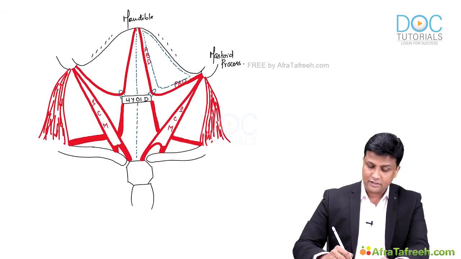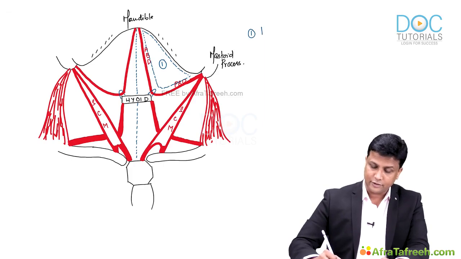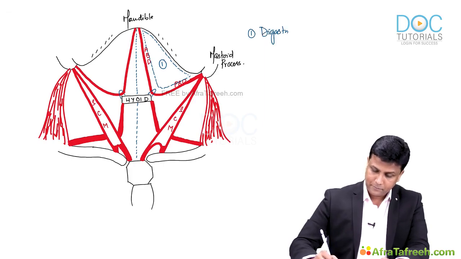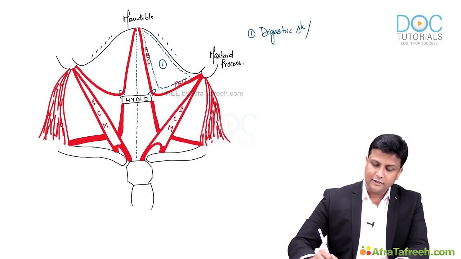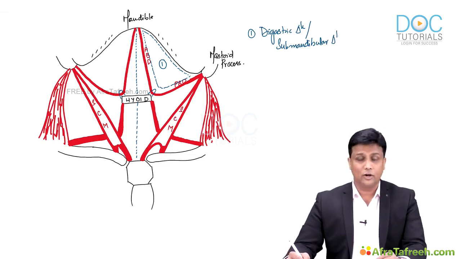This triangle, I'll just give the number as number 1 here, and this number 1 will be the digastric triangle. It is present below the mandible, so therefore it is also known as the submandibular triangle. Submandibular triangle, digastric or submandibular.